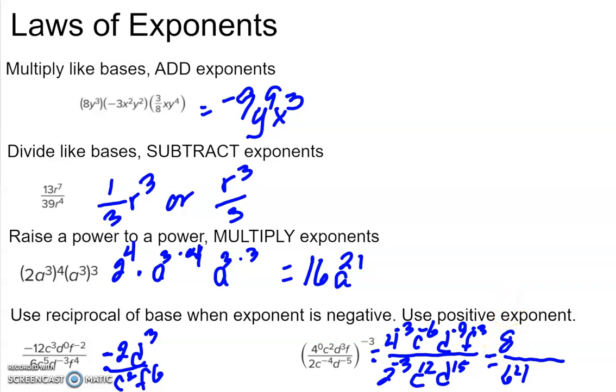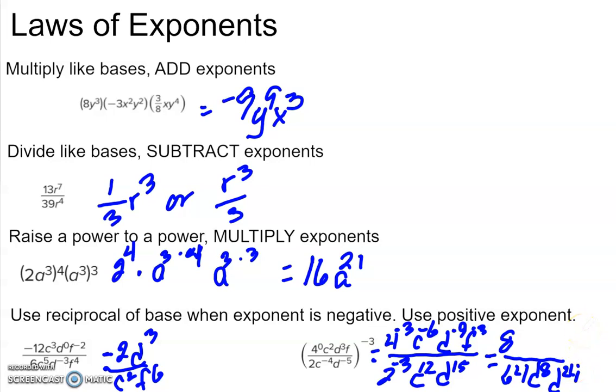Then I take my like bases, and I divide them. But when I divide them, I subtract the exponents. So negative 6 minus 12 is negative 18. To make it positive, I would have c to the 18th on the bottom. D to the negative 9 minus 15. Negative 9 minus 15 is negative 24. To make it positive, that would be on the bottom as positive d to the 24th.